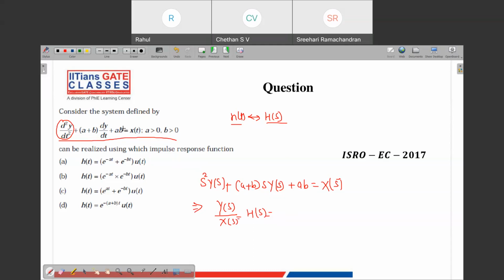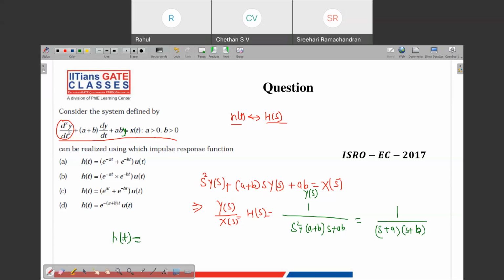Actually, there is something missing. I think I forgot to type y here. There will be y here also, so this will be y of s here. When you take this, it will become s square plus (a plus b) s plus ab, and you can also write it as (s plus a)(s plus b). Okay, so now we have got the h of s. Now we can calculate what will be the h of t. To calculate the h of t, we will calculate its inverse Laplace transform.